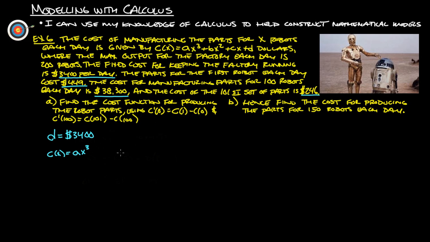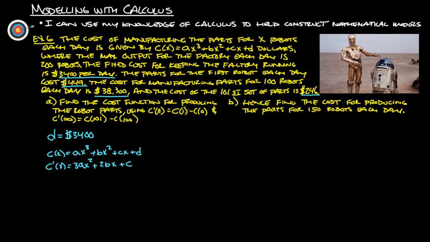Okay. Now, if we take the derivative of this function, so we've got C of x is ax cubed, that's not a 9, that's an a, plus bx squared plus cx plus d. If we find the derivative function, C prime of x, is going to be 3ax squared, right, plus 2bx plus c.